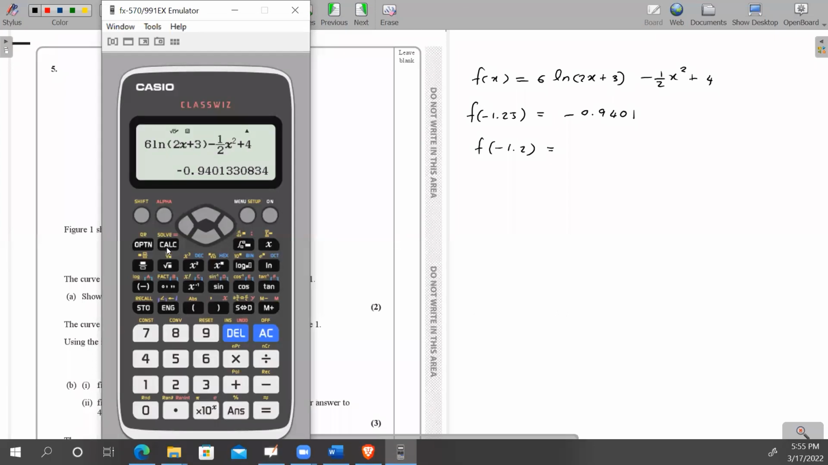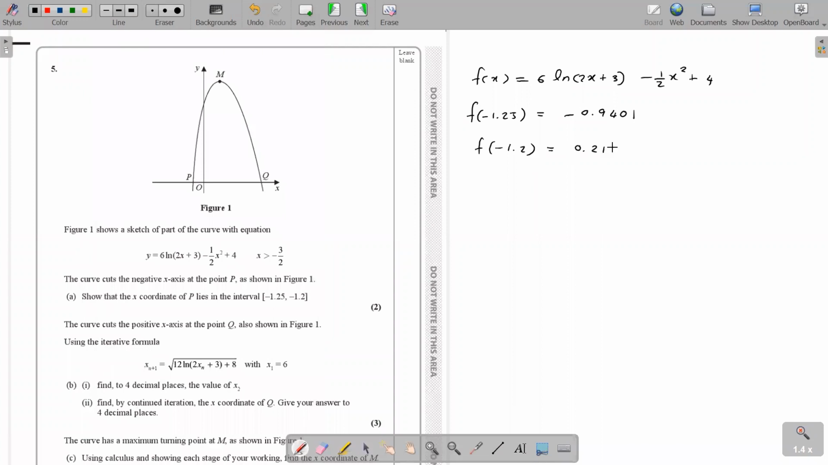The next one, again you give calc and give the x value as minus 1.2. And we get 0.2150. So we can very clearly see here that there is a sign change. So you can write here there is a sign change and the graph is continuous.